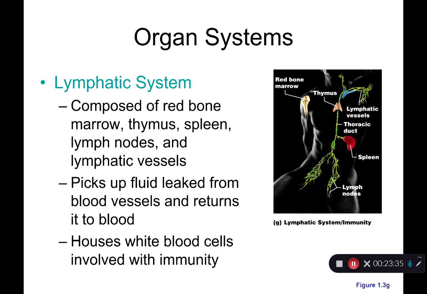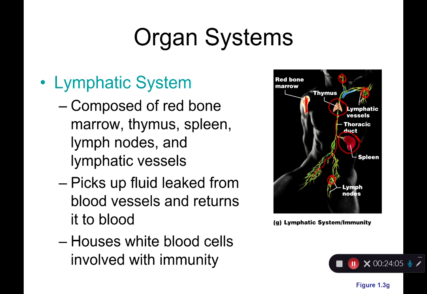So your lymphatic system is composed of things like your red bone marrow. Remember, that's found inside the hollow space inside your bone. Your thymus gland, which sits on top of the heart. The spleen, which is an organ down by the stomach. The lymph nodes, right? We know where lymph nodes are, like in the armpits. We have lymph nodes up in the neck and down in the groin. And then all those green vessels that are connecting those lymph nodes together.